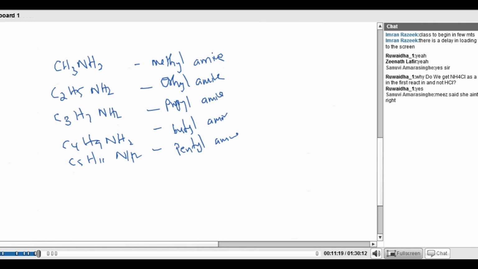So the primary amines are soluble in water, but the solubility will decrease as you go down the homologous series, because as you go down the carbon chain length increases. This carbon chain is hydrophobic. Even though the head is hydrophilic, water loving, the tail is hydrophobic. It doesn't like water. So as you go down, the solubility will decrease gradually, because the solute-solvent attractive forces formed are not so strong. Therefore, it will be less soluble.